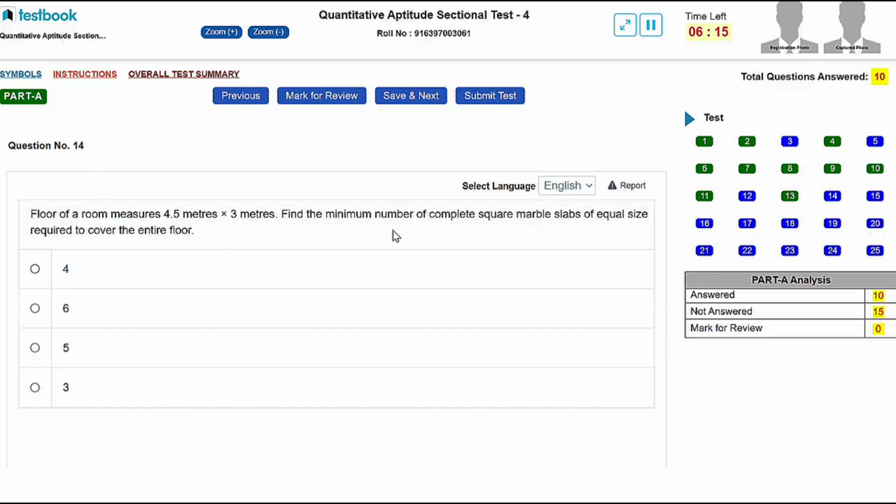The floor of a room measures 4.5 meters by 3 meters. Find the minimum number of complete square marble slabs of equal size required to cover the entire floor.